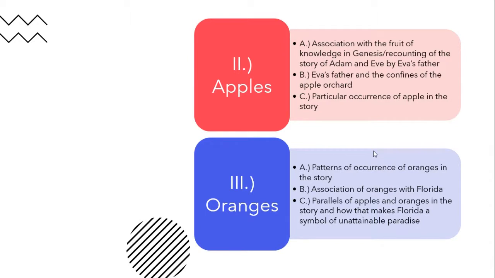And then with the parallels of the oranges in connection to Florida, you see that there are parallels of apples and their connection to the Garden of Eden. And the conclusion that you draw from all of this is that the parallels of apples and oranges in this story, Paradise, makes Florida into a symbol of unattainable paradise, right? So you're dealing with this sort of succession of representation. In this story, you'd be starting with apples, which are obvious, and then oranges, which are a little less obvious.